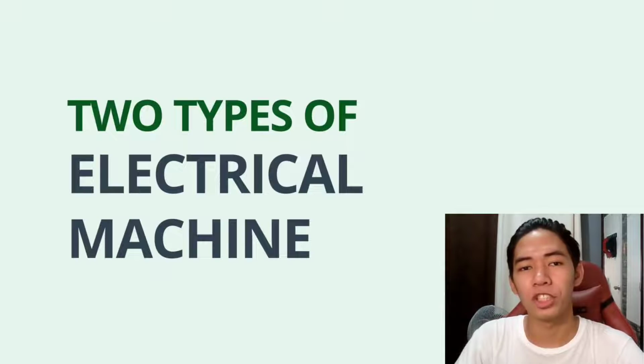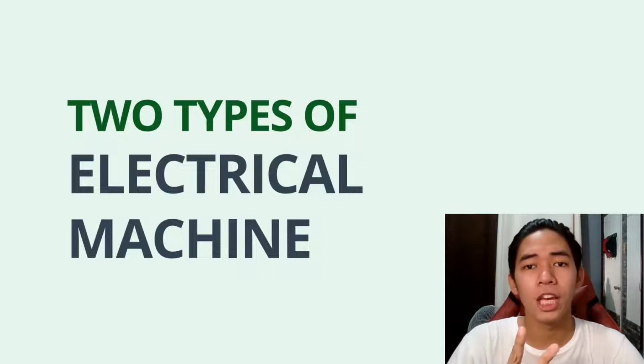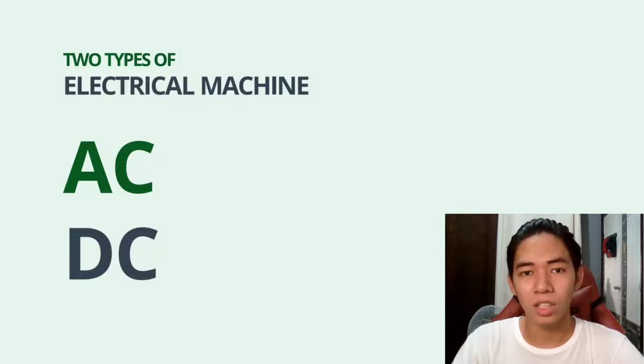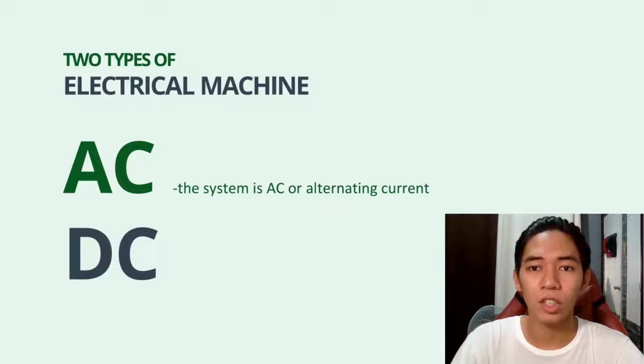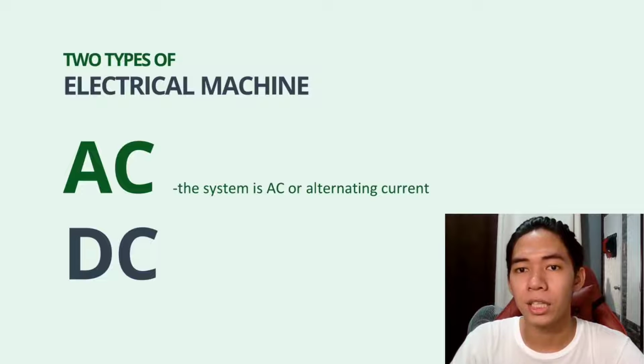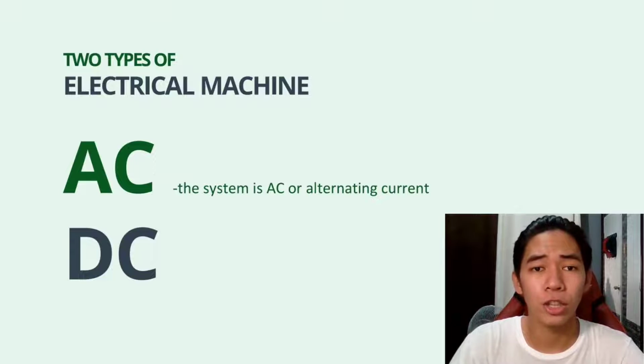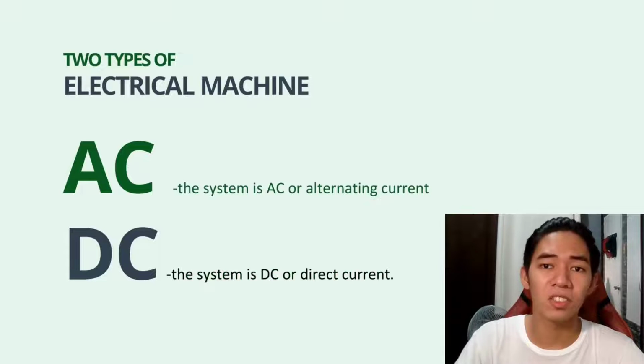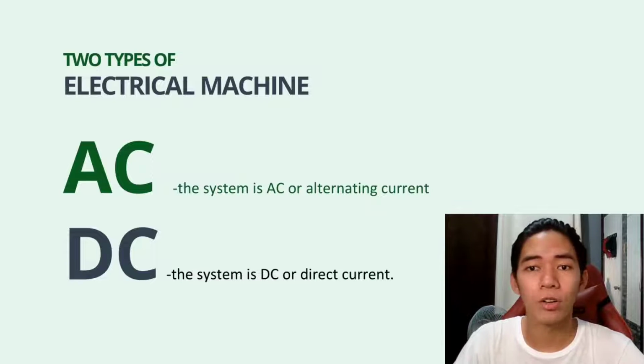For electrical machines, we have two types. It depends on the electrical system that we use. So, we have DC and AC. We can call a machine an AC machine if the system is AC or alternating current, either in generator or motor. Likewise, DC machines if the system is DC or direct current, either in generator and motor again.